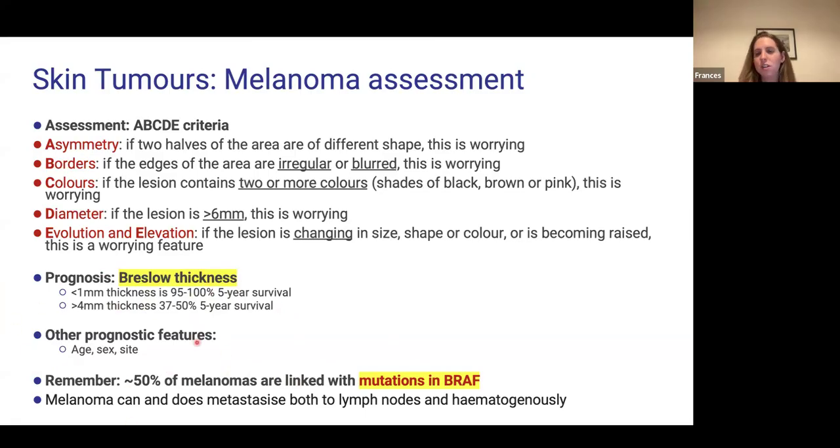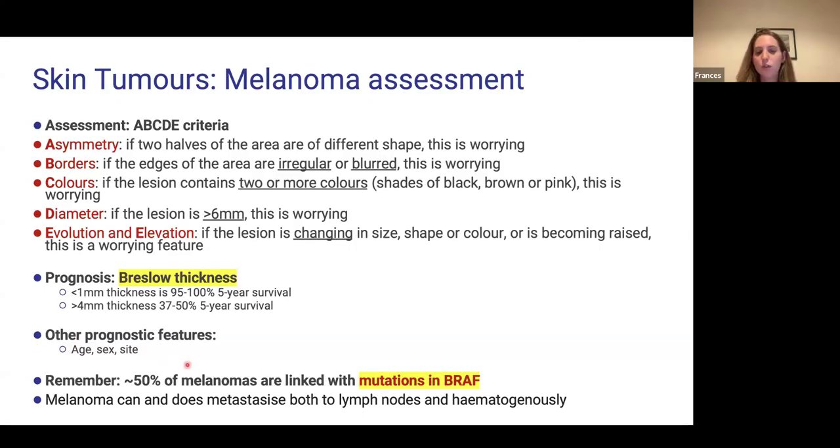You have other prognostic features: age, sex, site. It's better if it's in your arms and legs because you're much more likely to pick it up. If it's on your back, it's much worse, and that tends to be related to the fact that you notice it later. It's worse in men, and it's worse in the elderly.